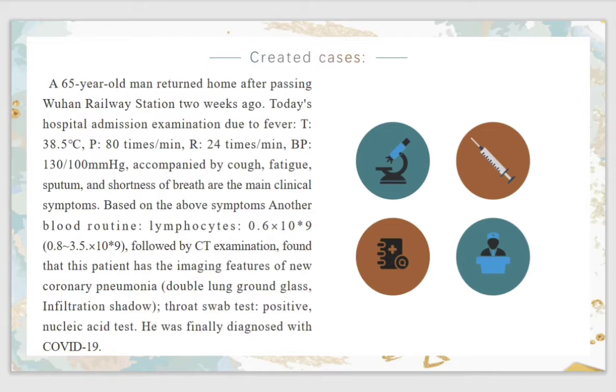Based on the above symptoms, a blood routine was done, lymphocytes 0.6 by 10^9, followed by a CT examination, which found that this patient has imaging features of new coronary pneumonia. The throat swab nucleic acid test was positive. He was finally diagnosed with COVID-19.